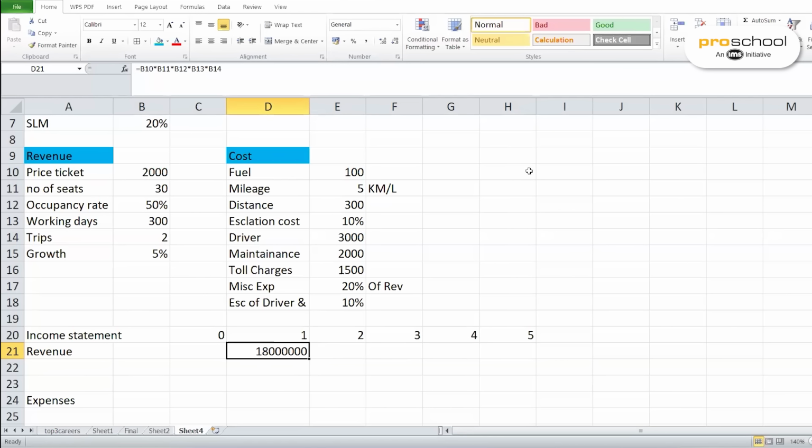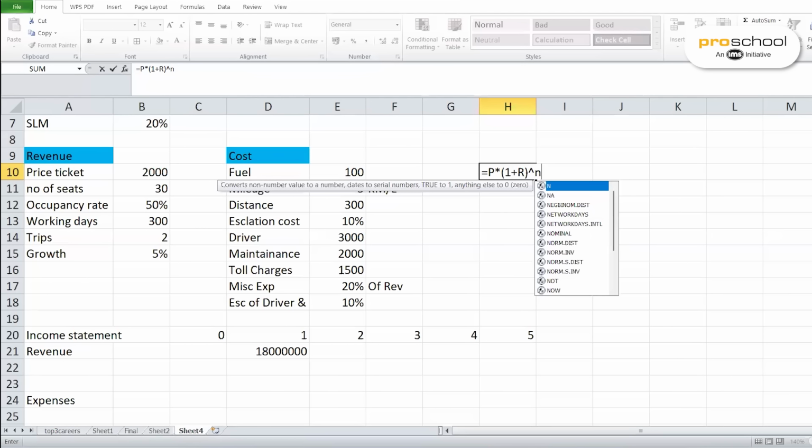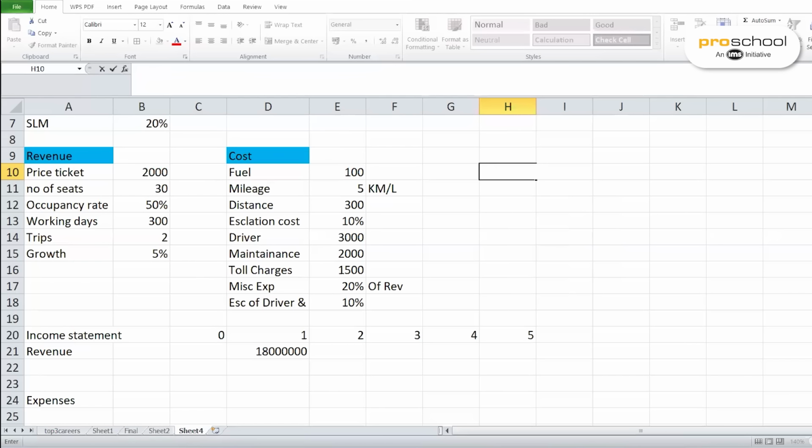Now, what is the formula? I'm sure all of you must have heard about this formula: principal into 1 plus r to the power n. Most of us have studied this formula in around 5th or 6th class, right? The formula for the amount, that if I invest 100 rupees today at a rate of say 10%, how much it will grow to next year. So we will use the same formula and find the revenue of the next year.